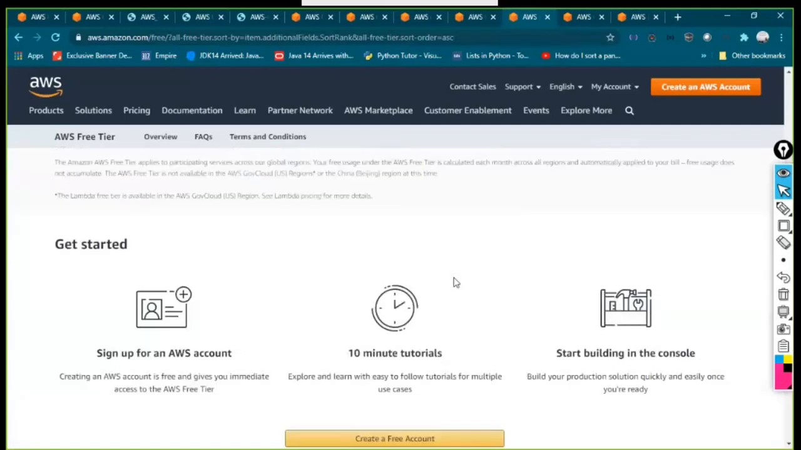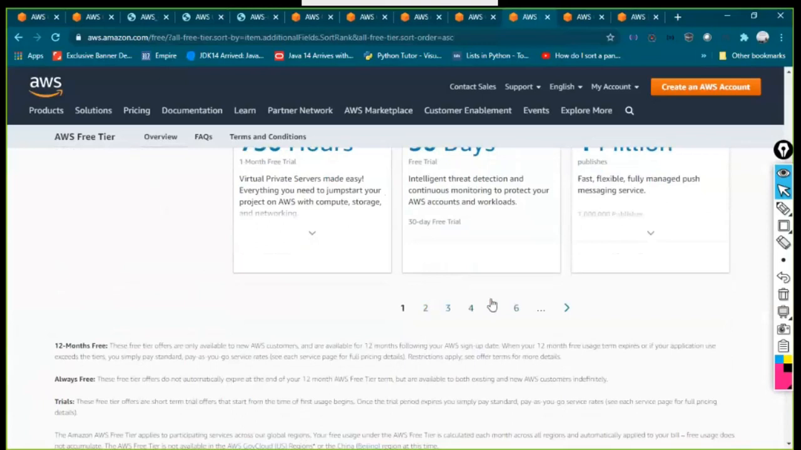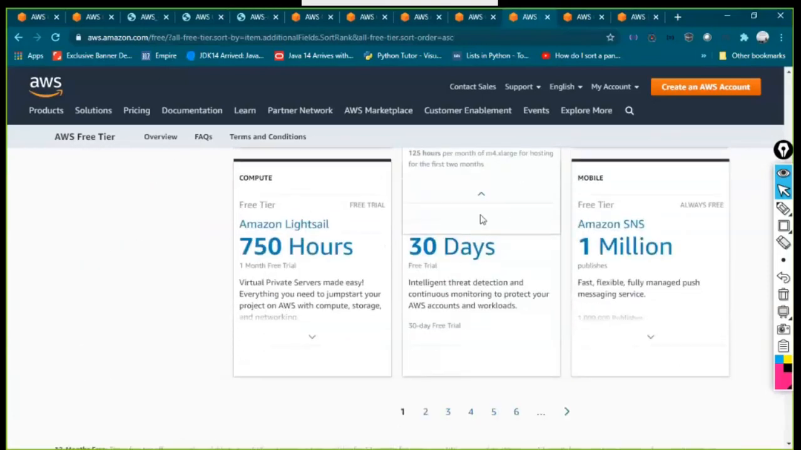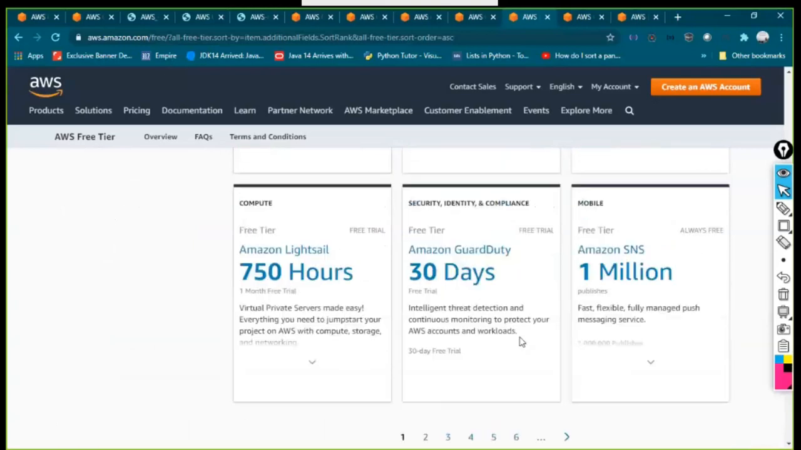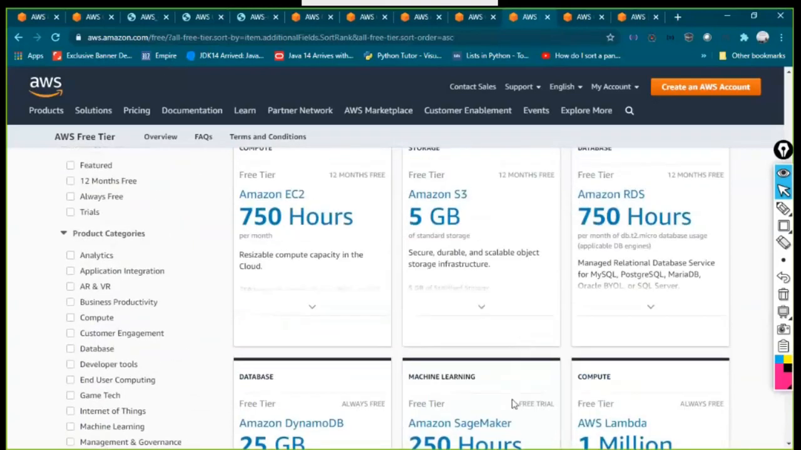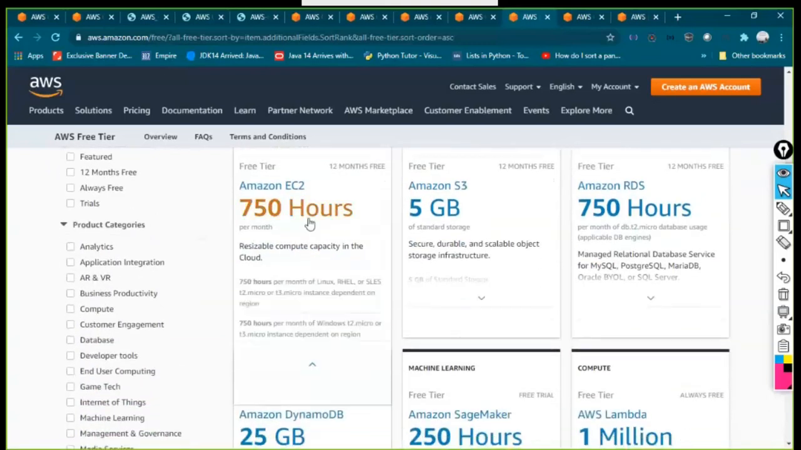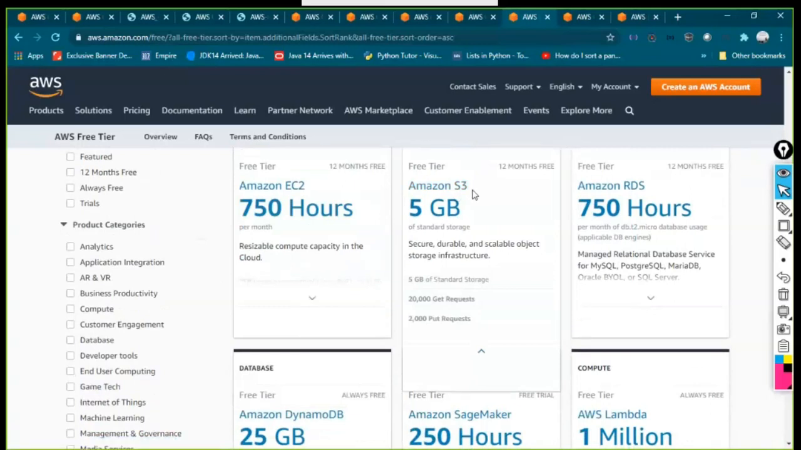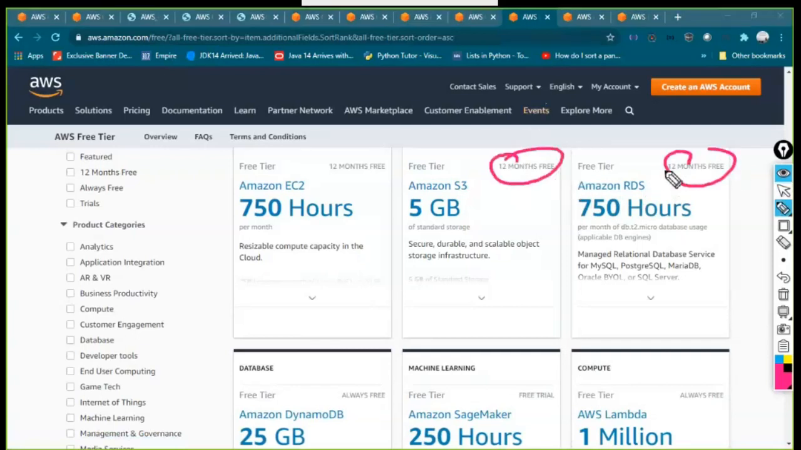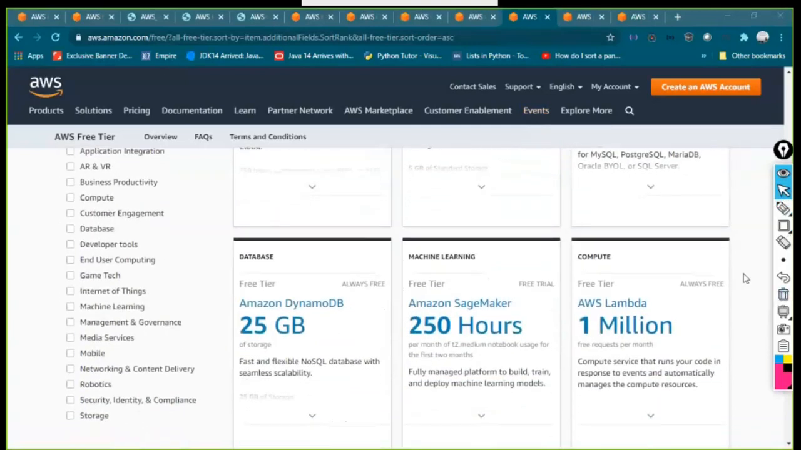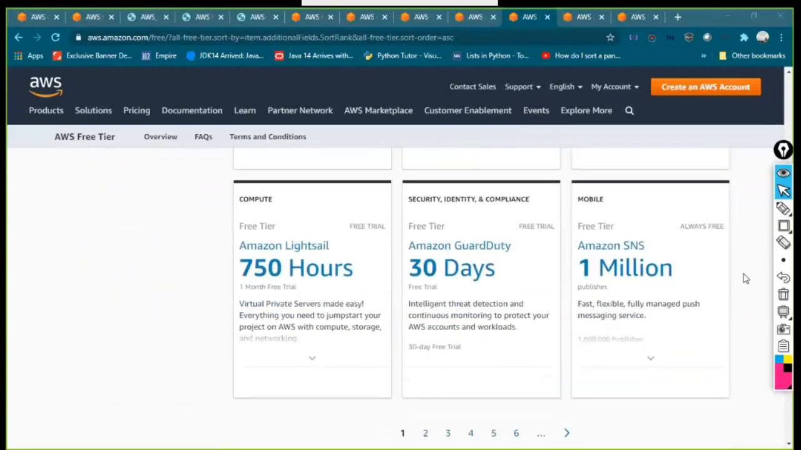These are the services. Page by page you can go; the services are listed in pagination mode. You can see the computing services: Amazon EC2 750 hours, Amazon S3 5 GB. These are free tier details, and they also say it is free for 12 months. Please learn this, because these are some of the questions you might get in the exam. Even in the architect exam there are billing related questions. So it's good to learn them.